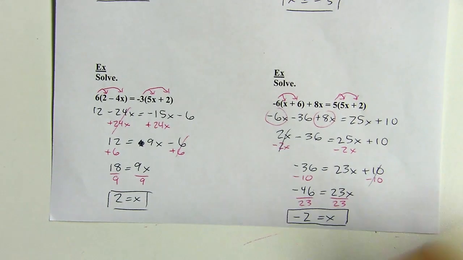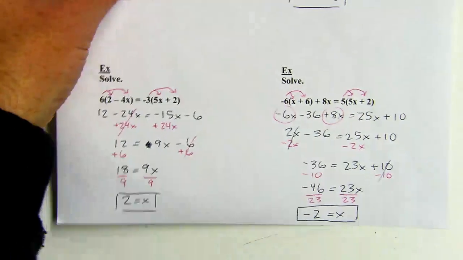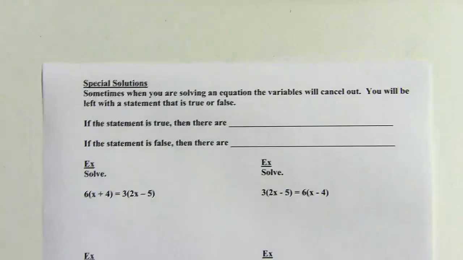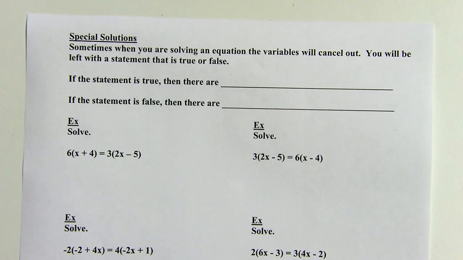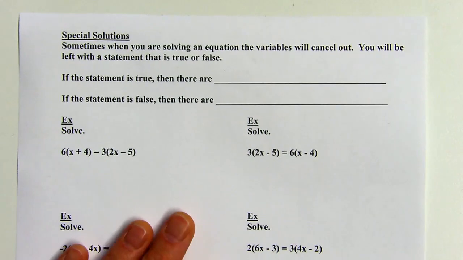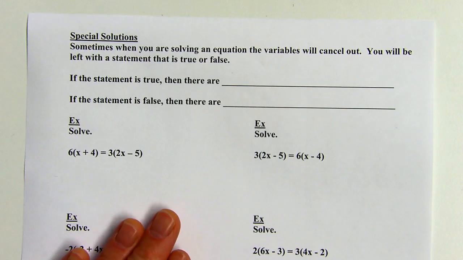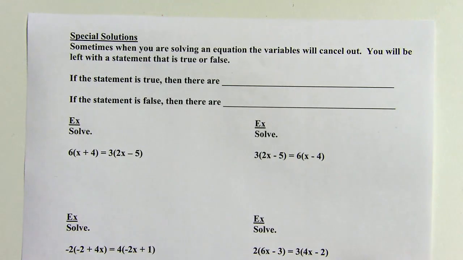Okay, sometimes when we are solving these equations, strange things can happen. Sometimes when you're combining the x terms, say when you're adding 3x to both sides of an equation, both of the x's will cancel out. And then you'll be left with something strange like 7 equals 10 or 13 equals 13.